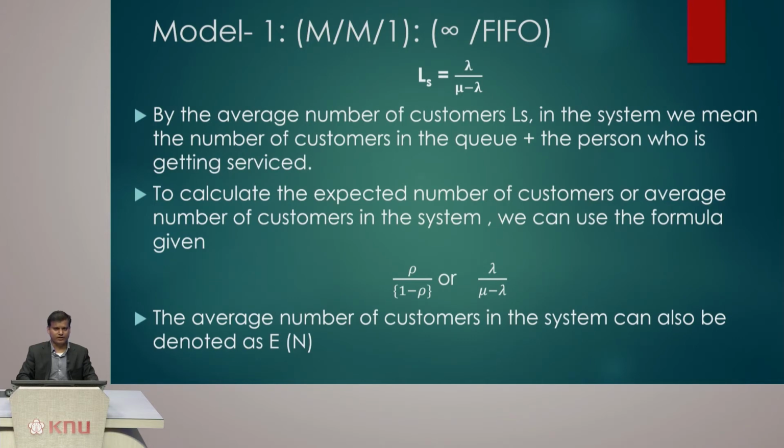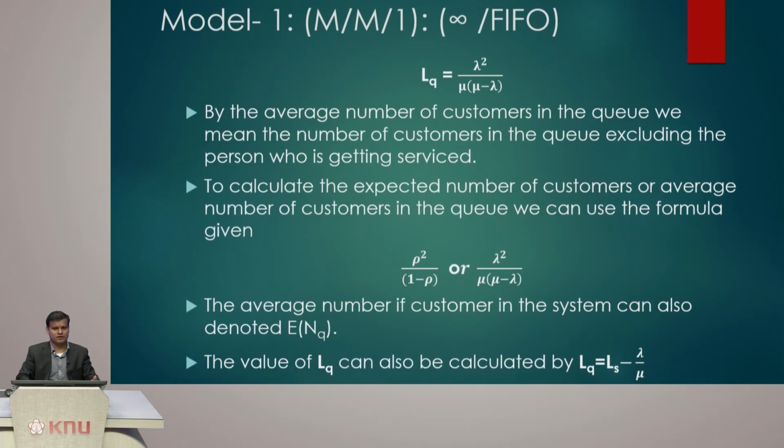As for the average number of customers in the system, we mean the number of customers in the queue plus the person who is getting serviced. L sub q is the average number of customers in the queue. Here we mean the number of customers in the queue excluding the person who is getting serviced. So L sub q equals lambda squared by mu times mu minus lambda, and it can also be calculated as seen below. L sub q can also be represented as L sub s minus lambda by mu.